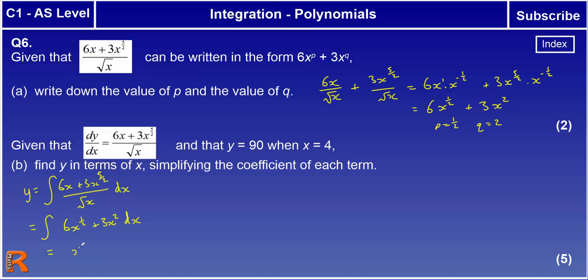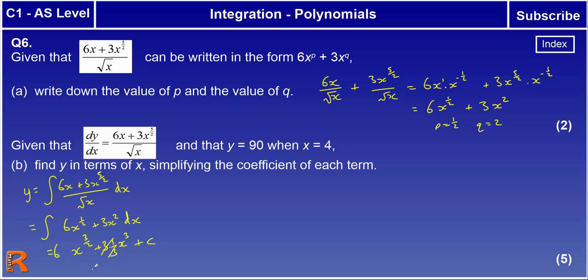Integrating this first one, we add 1 to the power, and that becomes the power of 3 over 2, so half plus 1 is 1.5, which is 3 over 2. We've got 6 times the reciprocal of this power, which is 2/3. Again, we've got 3 here. This comes from x cubed. So we can put the 3 there, but the reciprocal of 3 is 1/3, and those two are going to cancel out to leave just x cubed plus a constant.